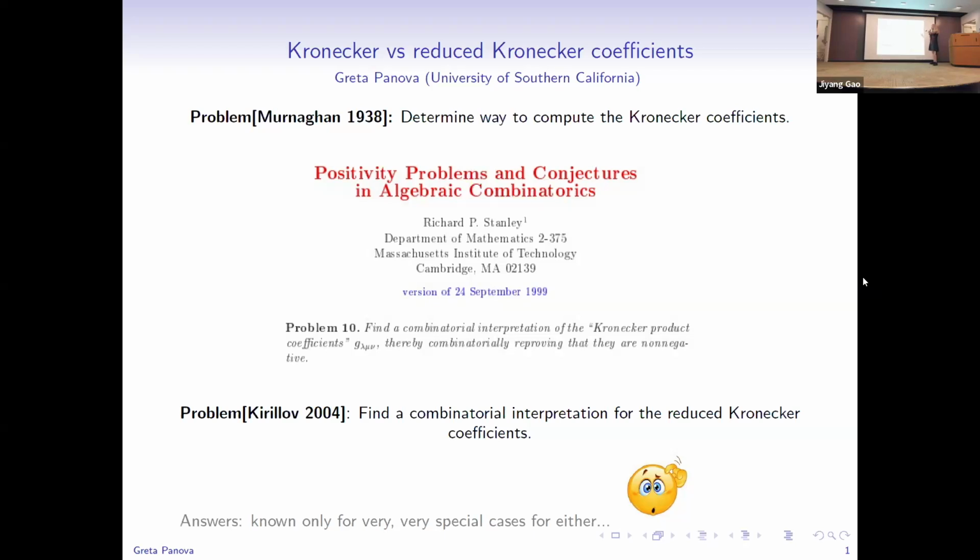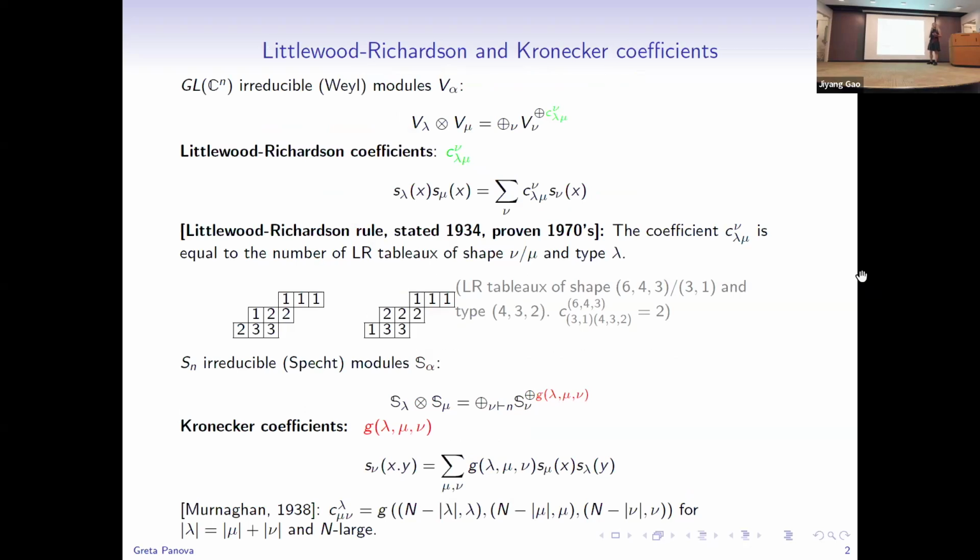And that problem actually appeared close to 90 years ago, by Murnaghan. And he and Kirillov also asked about the reduced Kronecker coefficient. So what are the Kronecker coefficients? First of all, you all know Littlewood-Richardson. Littlewood-Richardson gives us the multiplicities of irreducible modules in the tensor product of two others for the general linear group.